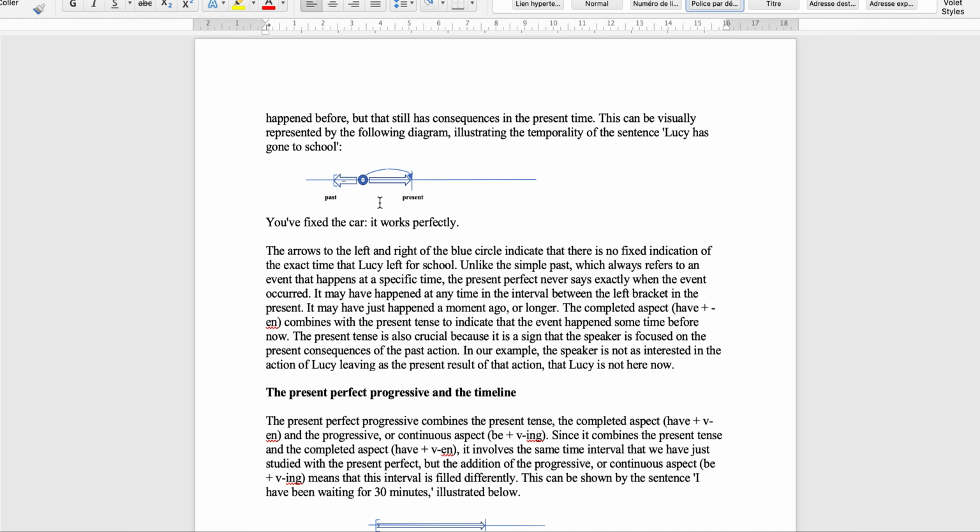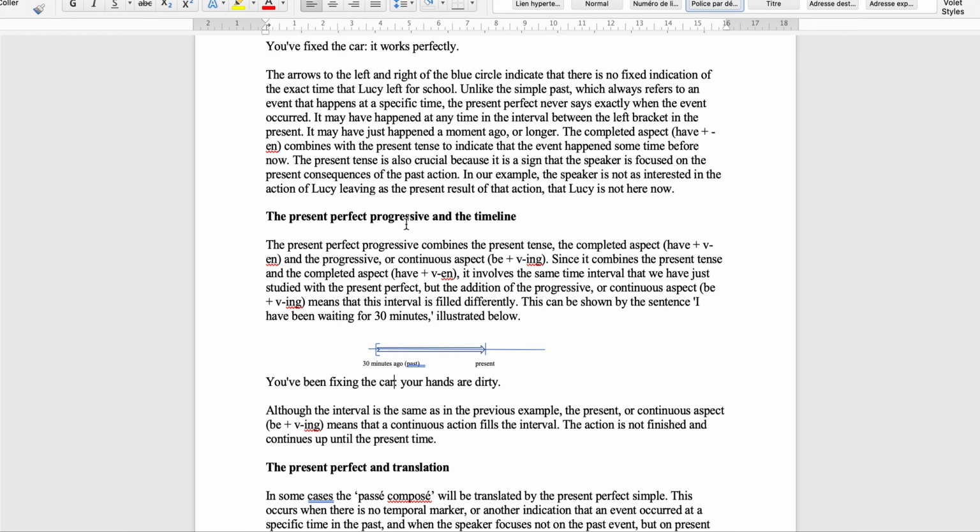So the idea is, we have this event, fixing the car. It's over. Seeing as the car is associated with the end of the event, it's the one that's affected. So here we're going to have our car. The car is presently affected. And this is what happens when we have the present perfect simple.